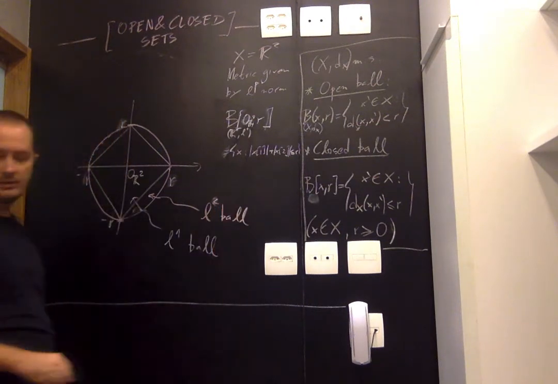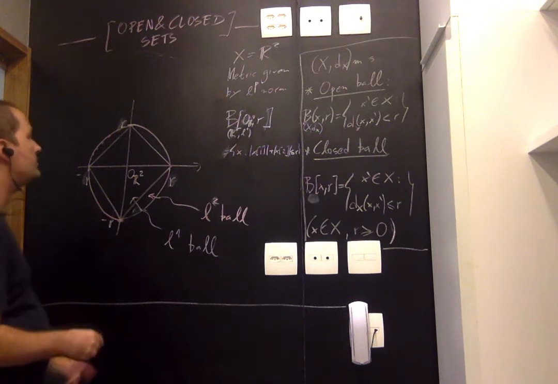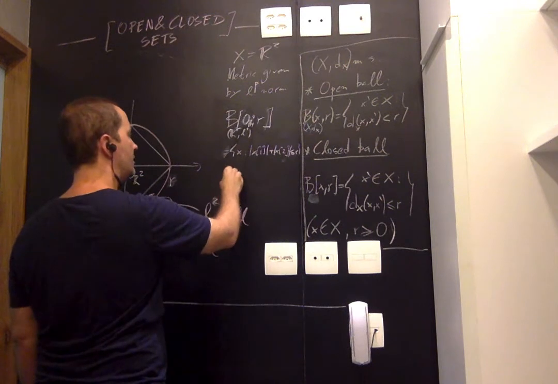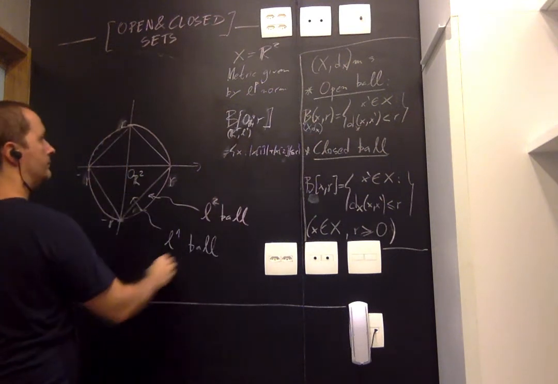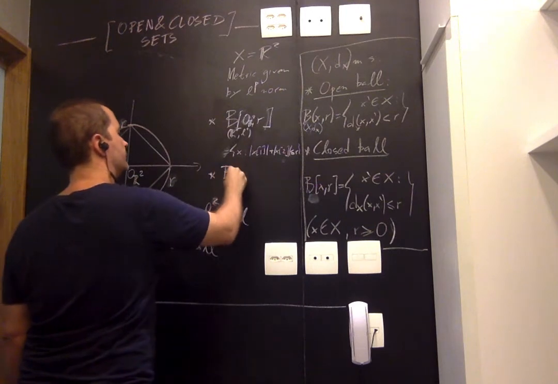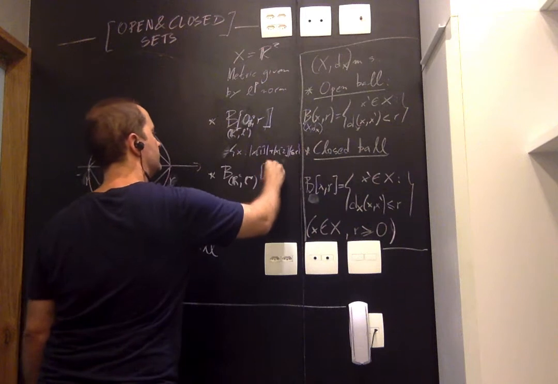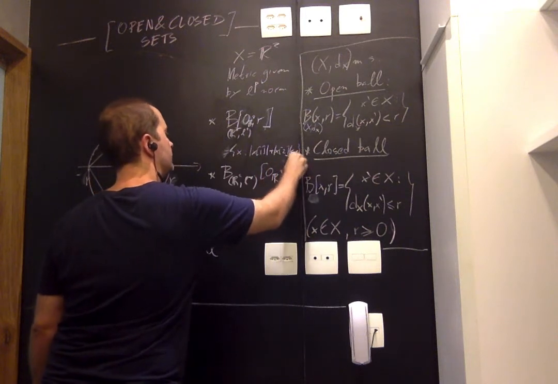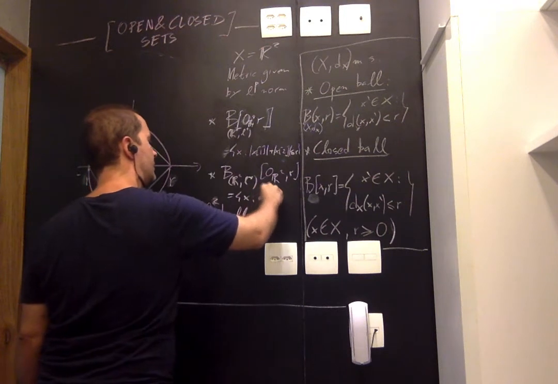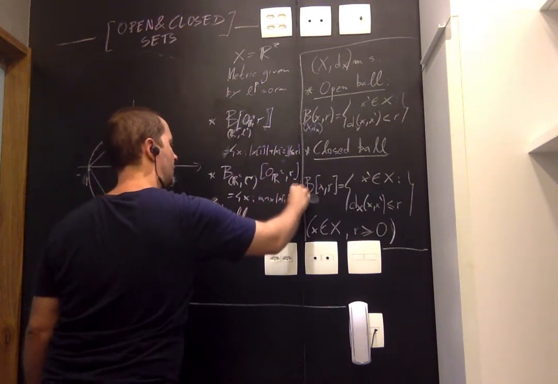And now let me consider the L infinity ball. The L infinity ball is different, right? So, okay, this is the L1 ball. What's the L infinity ball? I'm going to write it over here. And I'm just going to say set of x such that max, the largest coordinate in absolute value, is less than or equal to r.